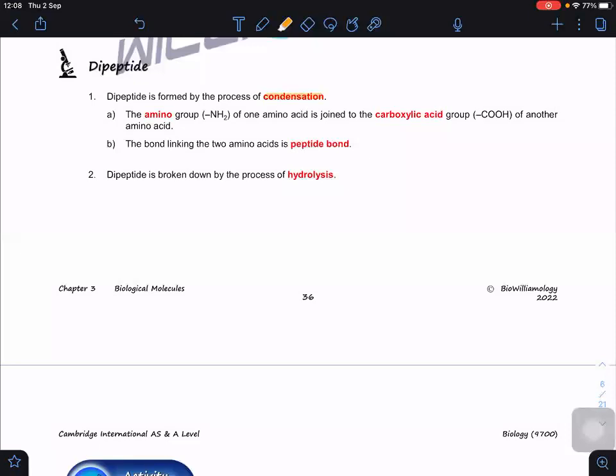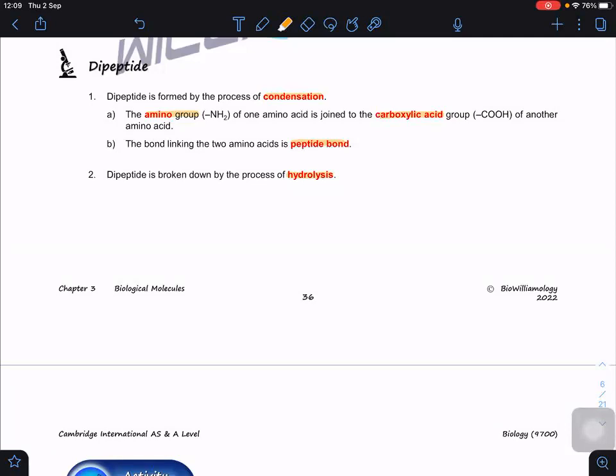To make this condensation process happen, we generally put two amino acids side by side so that the amino group or amine group of one amino acid is joined to the carboxylic acid group of the other amino acid. The bond formed here is known as the peptide bond. Because it is a condensation process, a water molecule will be released. To break the dipeptide, the reverse way, we have to use a process known as hydrolysis.